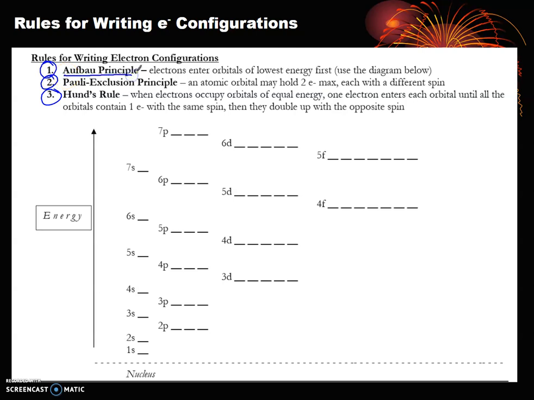So we have the Aufbau principle that says electrons enter orbitals of the lowest energy level first. So we're using this diagram. These are the lowest ones closest to the nucleus, and these are the highest energy that are going to be entered last. Then the Pauli exclusion principle says that an orbital can hold 2 electrons max, each with different spins. So we're going to show them with little arrows like so.